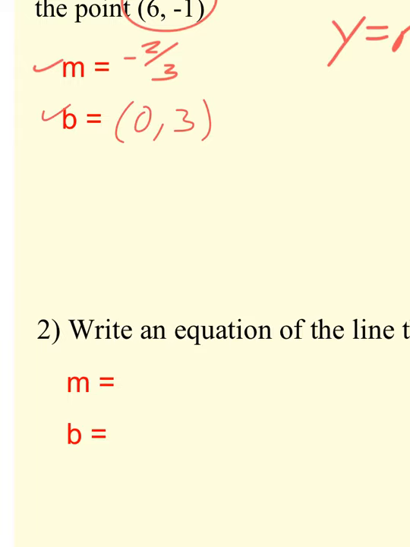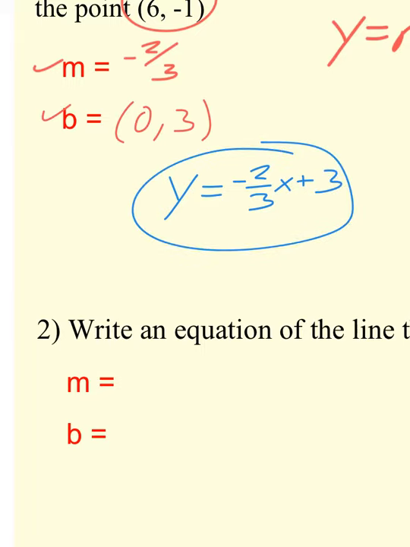And then just a reminder to everybody, here's then the final answer to the question. Sometimes we like to stop after just figuring that out, those two things, but you still have to write the actual equation. Here is the answer, y equals negative 2/3 x plus 3.